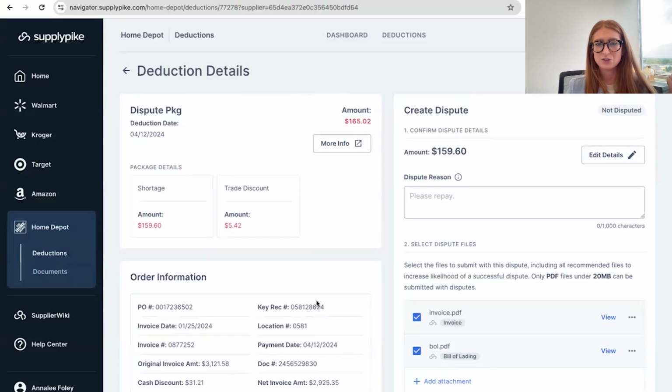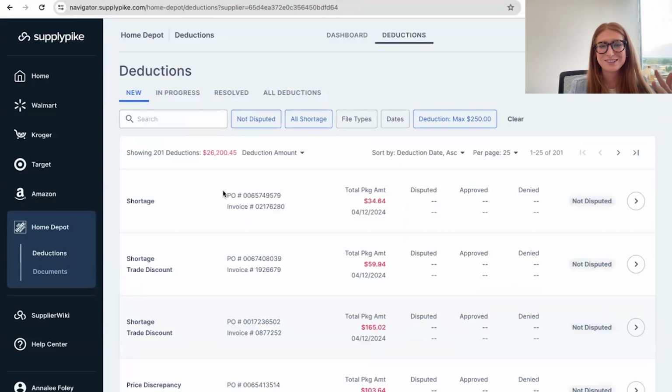One thing I want to call out too, we have a couple of different places within our app where you'll see more info. So this will just link you out to our help center and give you information that we've written up about deductions at Home Depot and our app as well. So we want to give you the tools to be successful and understand Home Depot deeply, because they're always throwing different things at us. So we want to make sure that we're all staying up to date and informed about Home Depot.